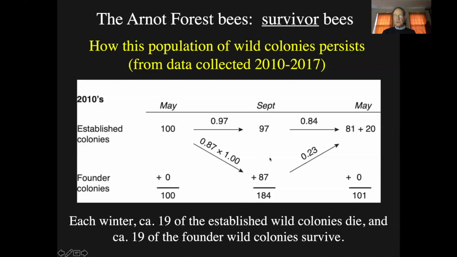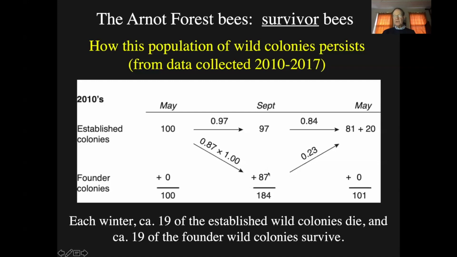So by September, in addition to the 97 locations of the 100 originally that are housing a colony, there's another 87 locations housing a colony elsewhere, based on the swarms that were cast off from these original locations. So you end up with 184 sites occupied by wild colonies. 87 of them are what I call founder colonies, and 97 are what I call established colonies. Now, what happens over winter? Well, those established colonies have a mortality rate of about 16%, or 0.84 probability of survival. So 81 of those 97 are alive next May.